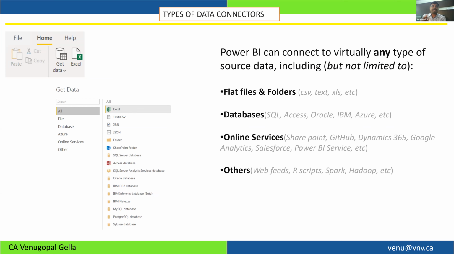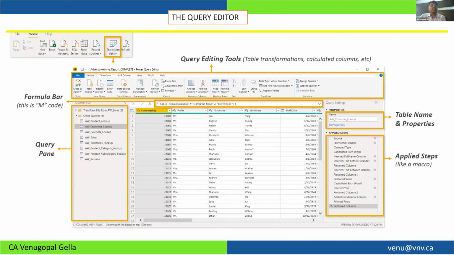Once you get the data, what do you do? You have to transform the data. Basically, M scripting, this is what we have seen. So you select transform data. If you remember, every time I was doing something, there were steps showing up. This is like a macro.